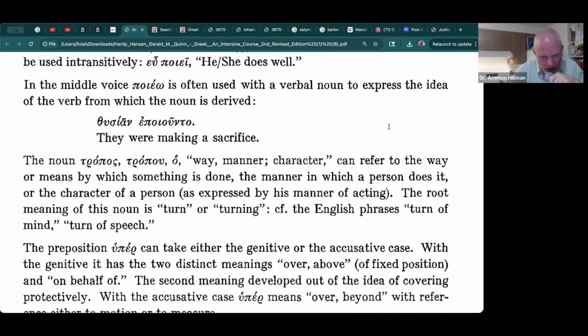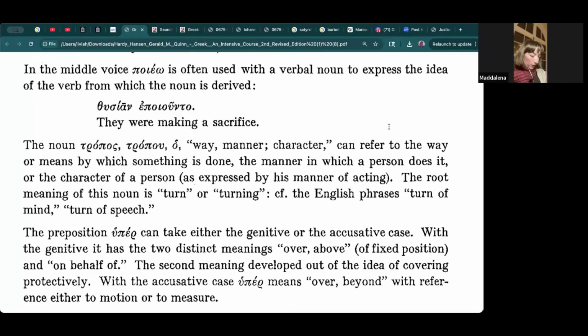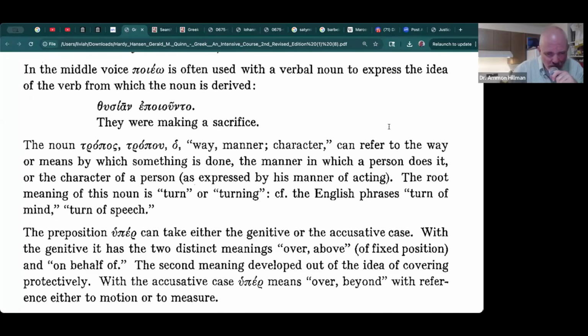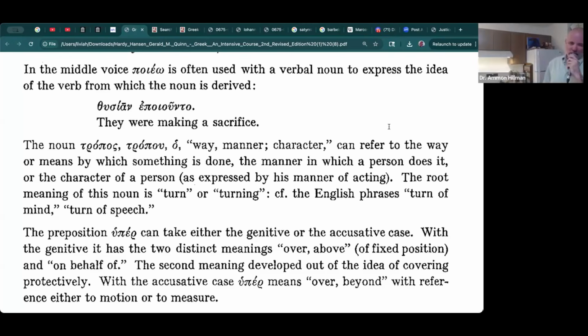Look on page 247 here. In the middle voice, poieo is often used with a verbal noun to express the idea of the verb from which the noun is derived. So what? Show me the example. Thusian epoiounto. So epoiounto, they were making sacrifices. Or sorry, singular, they were making a sacrifice. So they were sacrificing. See what I mean? Couldn't you just put they were sacrificing here?